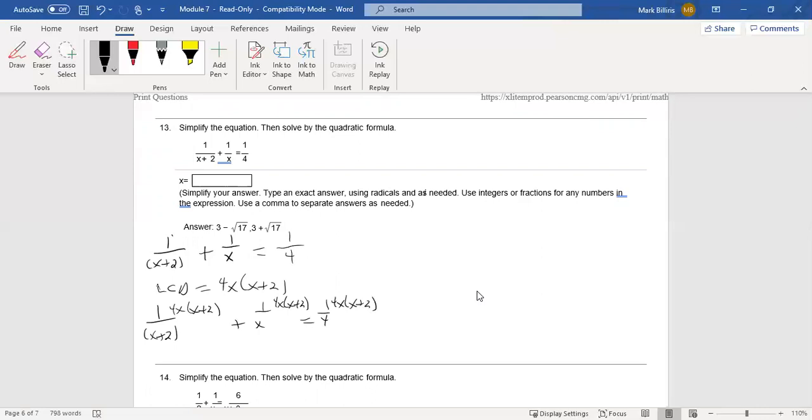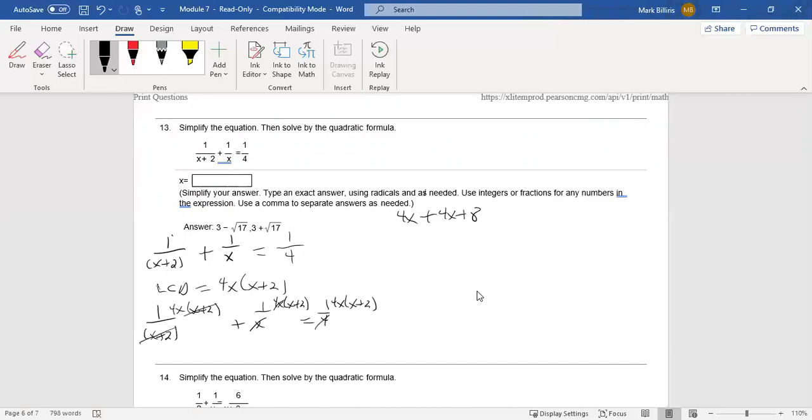So what we're going to do is reduce. For the first term, the x plus 2 is reduced, leaving us 1 times 4x, which is simply 4x. For the second term, the x is reduced, leaving us 1 times 4, which is 4, and we're going to distribute that times the x plus 2, and that gives us 4x plus 8.